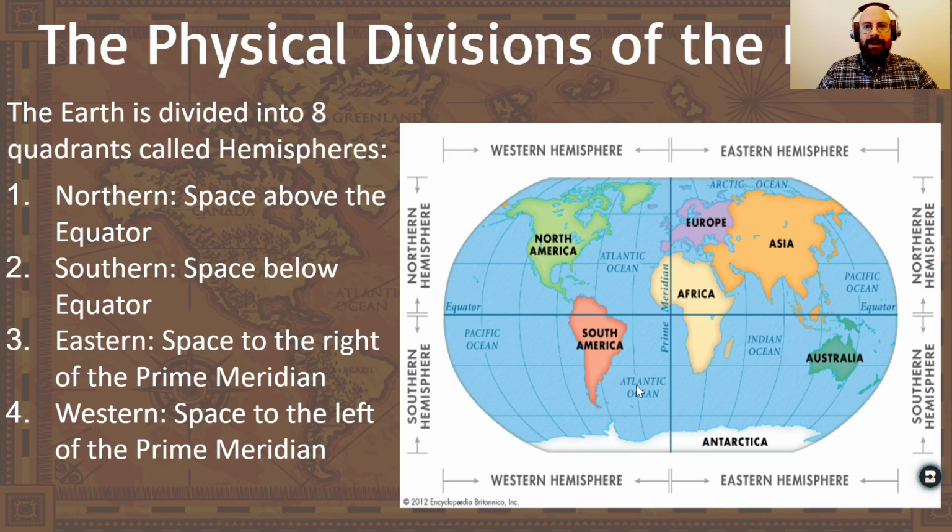Then we have the eastern hemisphere, which is everything to the right or to the east of, so my head's going the wrong way, the video's turned around, the prime meridian. So everything east or to the right of the prime meridian, all of this space here is in the eastern hemisphere, and then to the left of the prime meridian, this is the west. Everything over here is the western hemisphere. But Mr. Powell, that's only 4. You said there were 8.